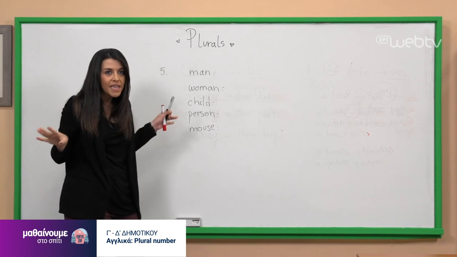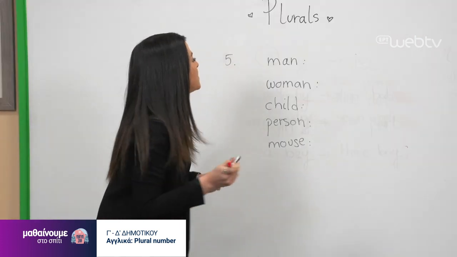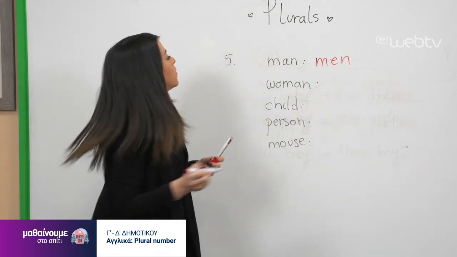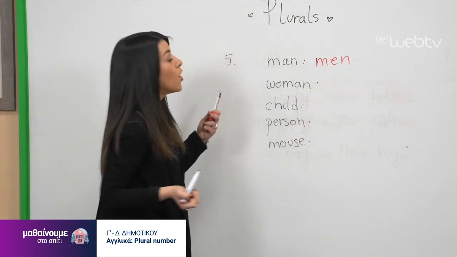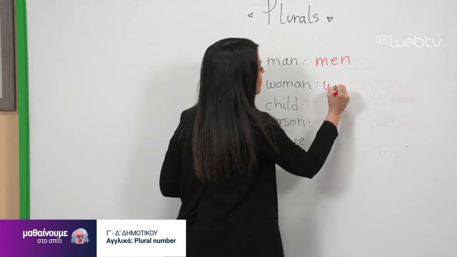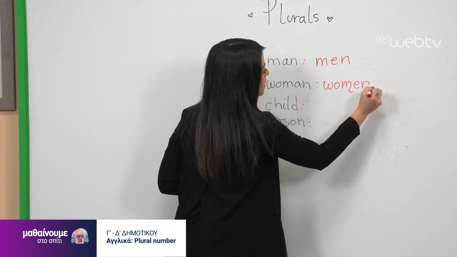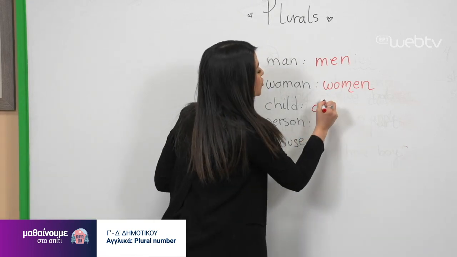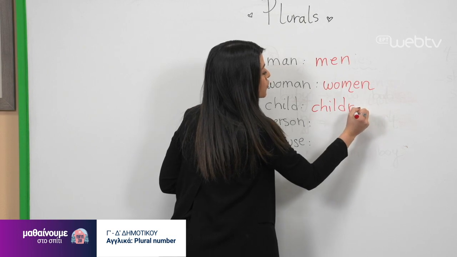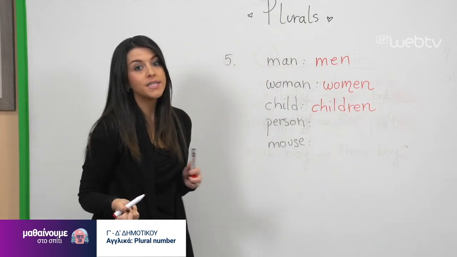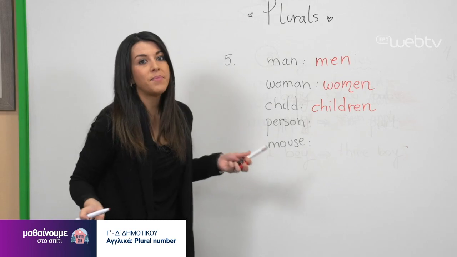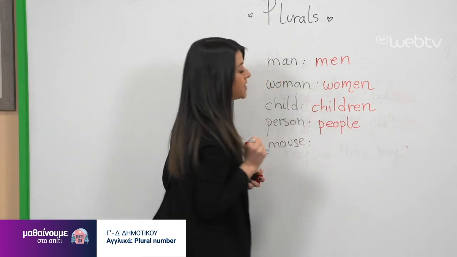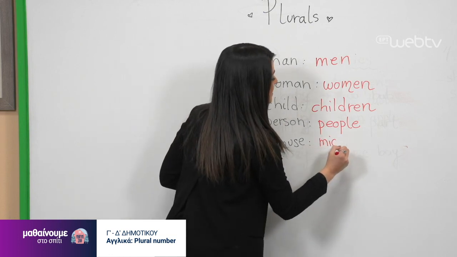So what happens here? They change completely. Αλλάζουν. So man becomes men. 1 man, 2 men. We change the A, and we put an E. Woman becomes women. Okay? 1 woman, 10 women. Child becomes children. For sure you've heard of this. I'm sure you know it. Then person, people. And mouse becomes mice. Okay?